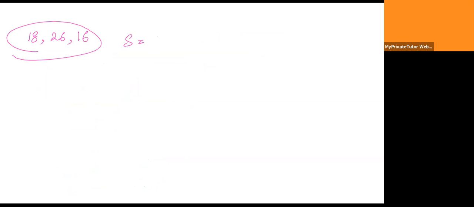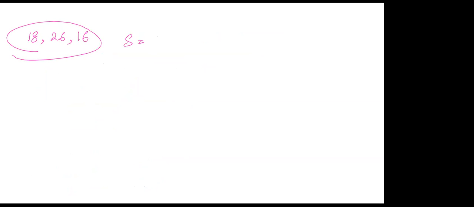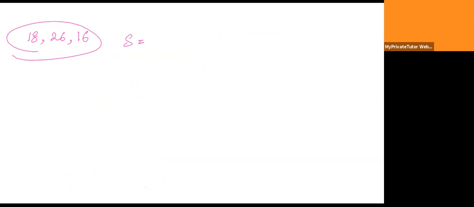Can you please tell me the S value, guys? Joseph, S value is 60. Okay, 30. Let me have a look at this. Okay, 60 by 2, which is 30 centimeters. So what is the area, guys? Square root of?